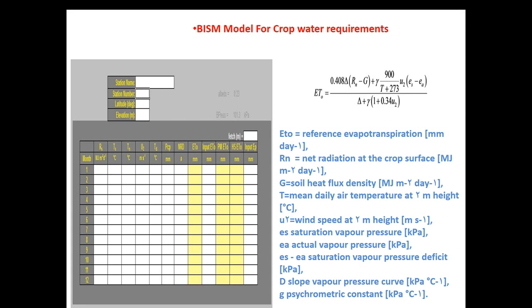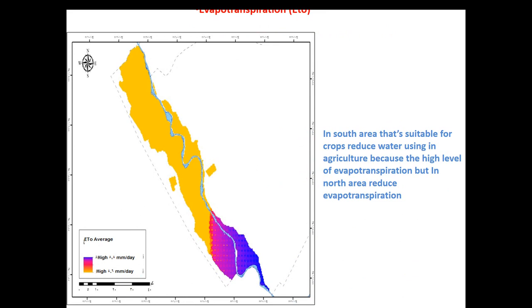To describe more about the crop water requirements of our area, we can apply that and make an irrigation schedule for the crop's growth age.